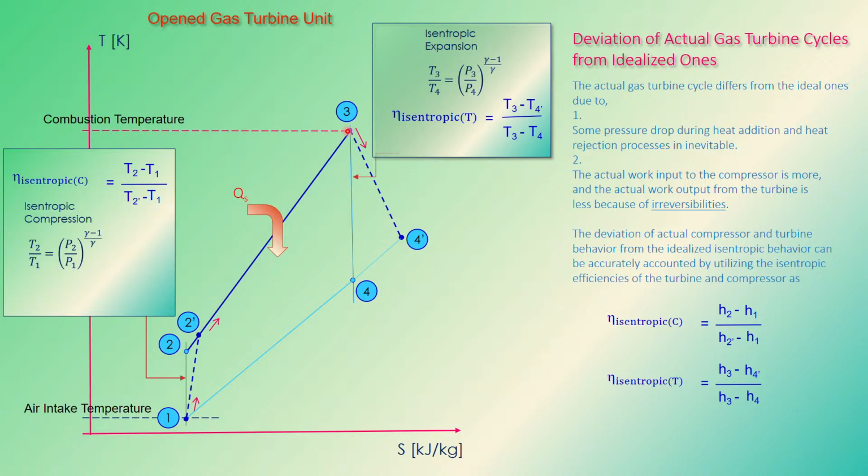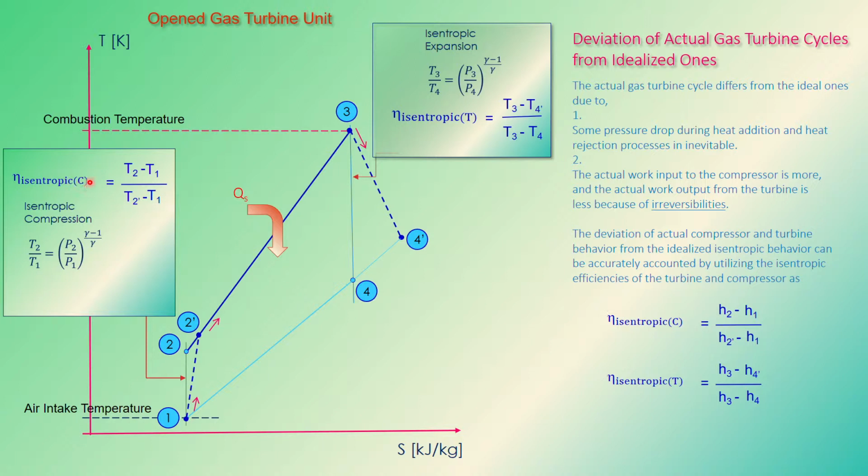Then when the hot gas expands isentropically, say perfect isentropic, you have 3 to 4. Perfect isentropic means no heat loss, no energy loss due to heat. But that is theoretical. In actual cases, the actual work output produced by the turbine is definitely less than the theoretical work output. So here you have another term, the isentropic efficiency for the turbine.